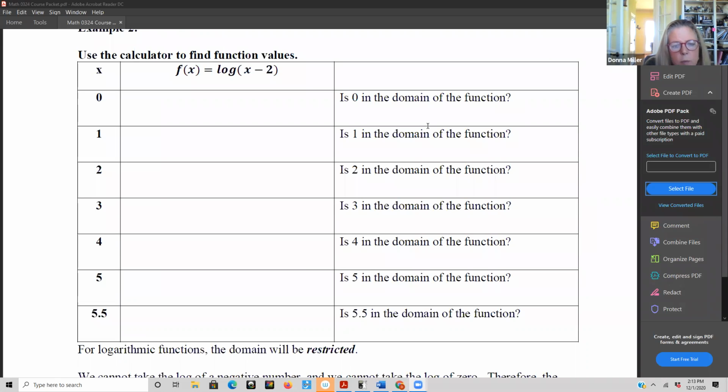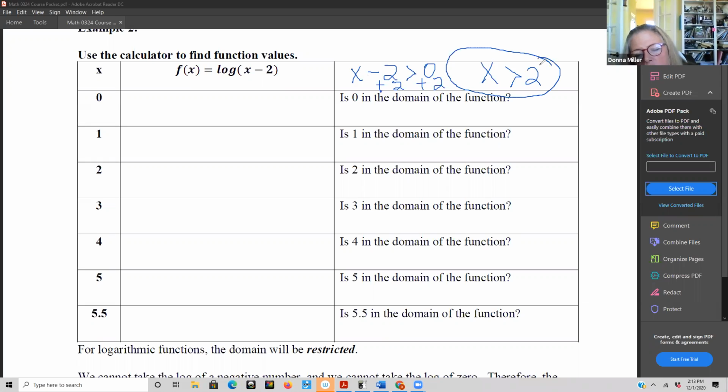So if you think about it, without a calculator on this one, by using that rule, I know that whatever's in the parentheses has to be greater than 0. So if I add 2, I get that x has to be greater than 2. Any number bigger than 2 is going to be in its domain.